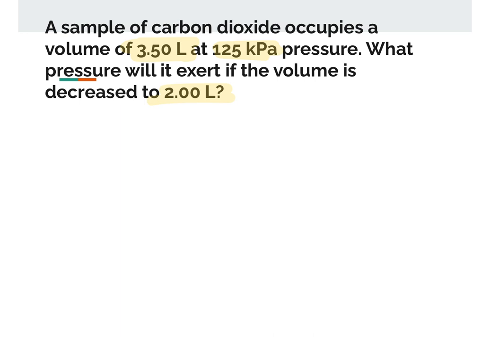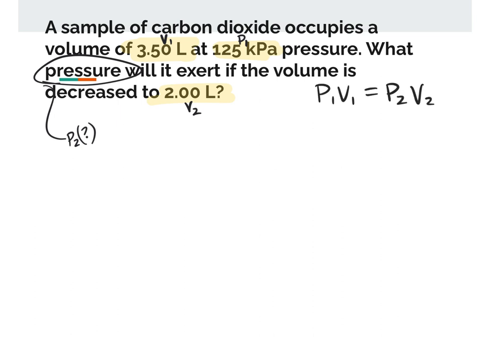So you're given 2 volumes and 1 pressure. This is your first volume. This is your first pressure. This is your second volume, and we're trying to figure out what pressure it's going to change to. That's going to be P2. That's our unknown, okay? So our equation is still that P1 V1 equals P2 V2, and we're just going to plug in our numbers from here.